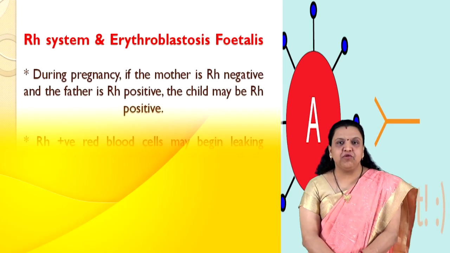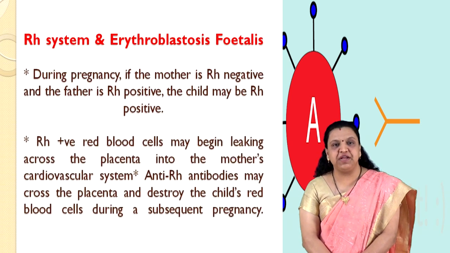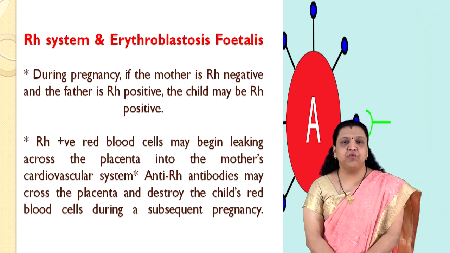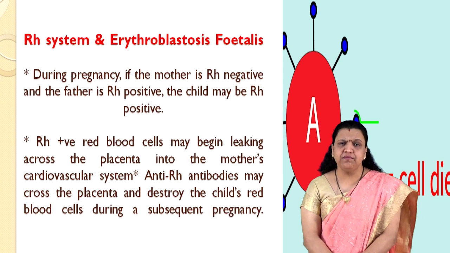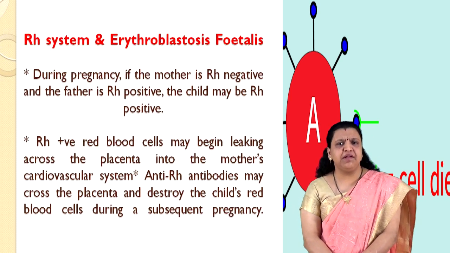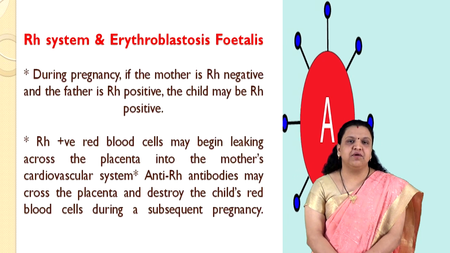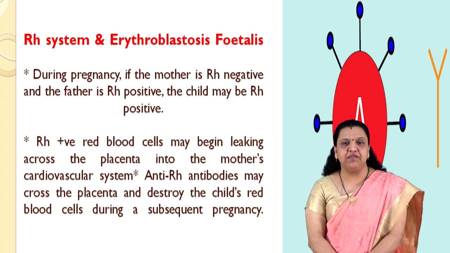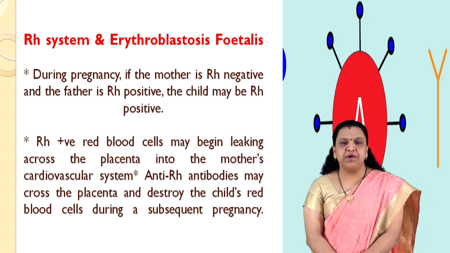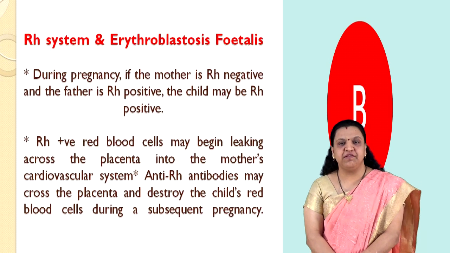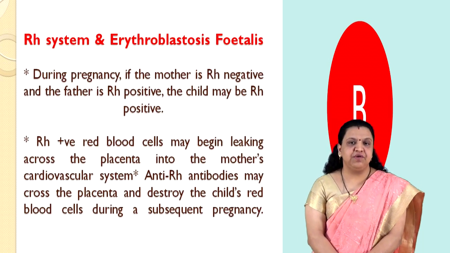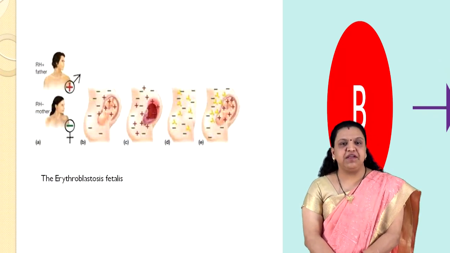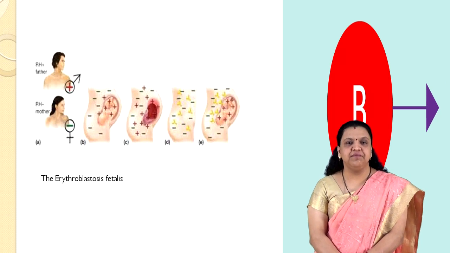How the Rh system and erythroblastosis fetalis are related, we can discuss here. During pregnancy, if the mother is Rh negative and the father is Rh positive, the child may be Rh positive. Rh positive red blood cells may leak, crossing the placenta into the mother's cardiovascular system, since placental tissue normally breaks down before and at birth. The mother produces anti-Rh antibodies which may cross the placenta and destroy the child's red blood cells during a subsequent pregnancy. This diagram indicates the various stages of erythroblastosis fetalis.